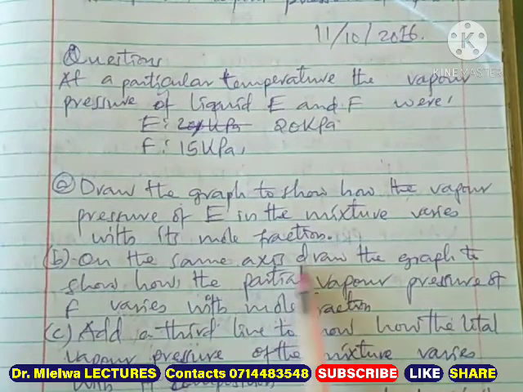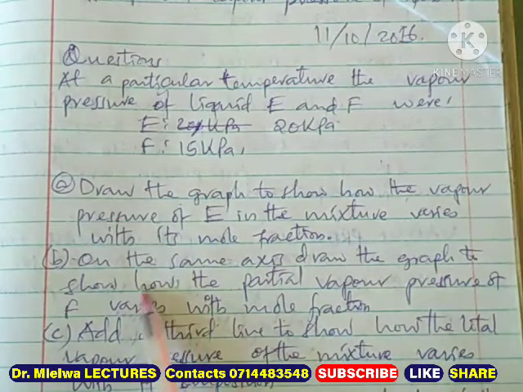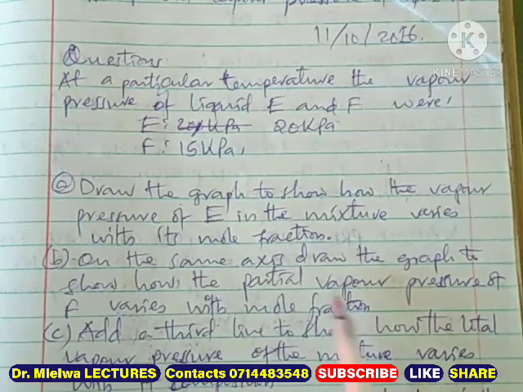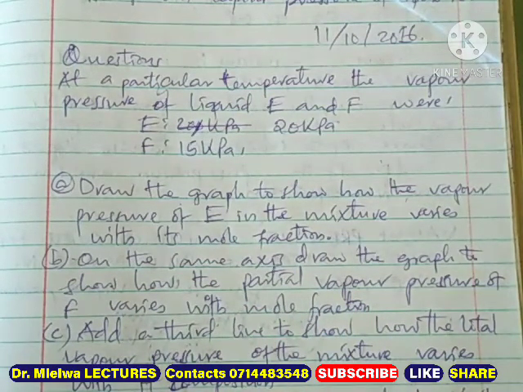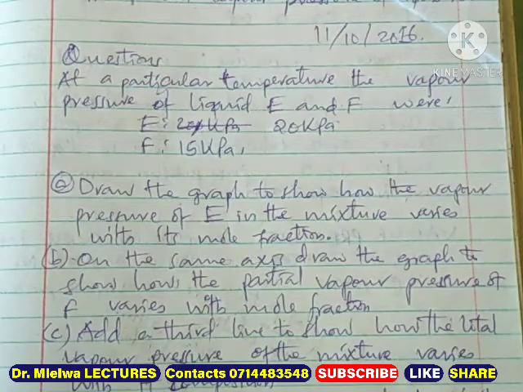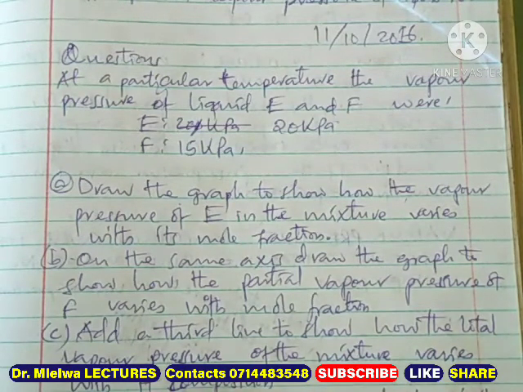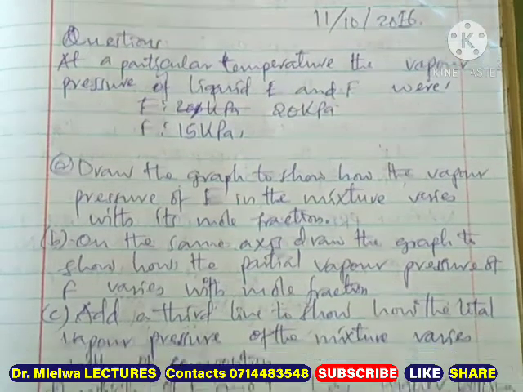Lakini B. On the same axis, draw the graph to show how the partial vapor pressure of F varies with the mole fraction. So kwanza utatakiwa uchore vapor pressure ya nani? Ya E. Then B, on the same axis, unachora vapor pressure nani? Ya F. Halafu C, add a third line to show how the total vapor pressure of the mixture varies with its composition. Hilo ni C.